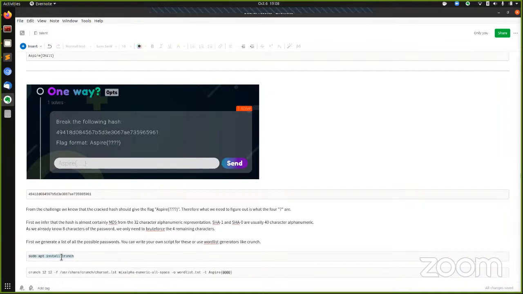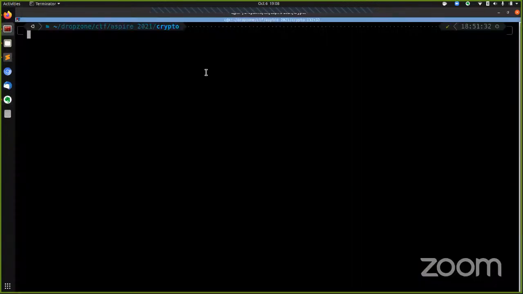So if you have a Debian-based system like Ubuntu or Kali Linux, you can install it using the inbuilt package manager. In my case, I would use apt.